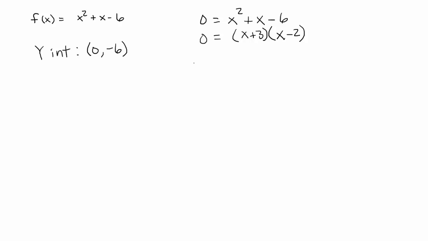So that means that we have two x-intercepts. One is (negative 3, 0), because if we set x plus 3 equal to 0, x equaling negative 3 would be the solution. And if we set x minus 2 equal to 0, then the solution is 2. So we also have an x-intercept at (2, 0).